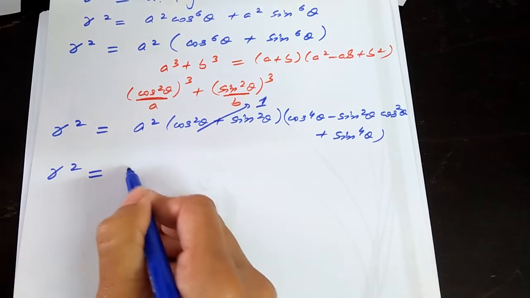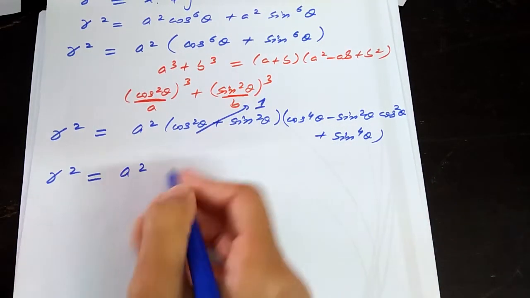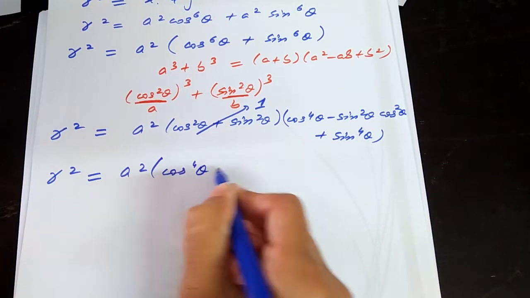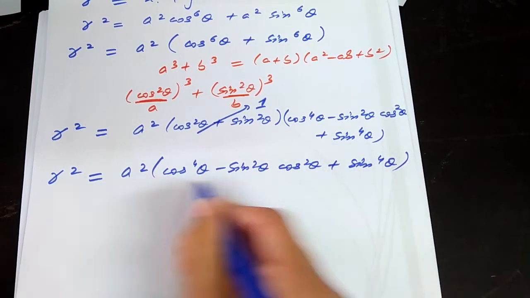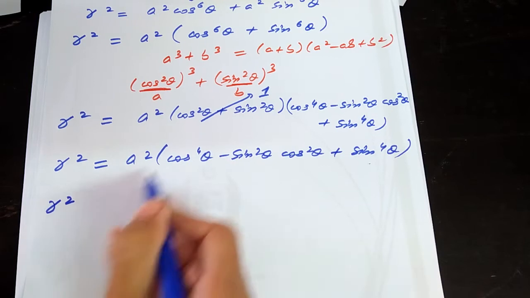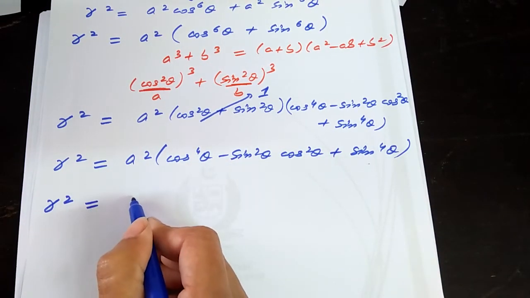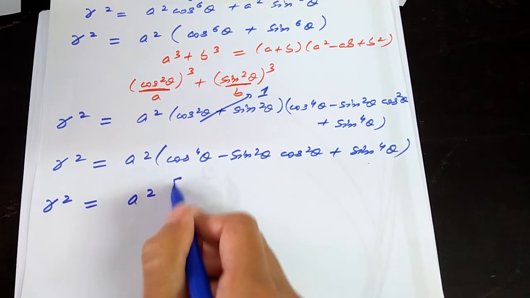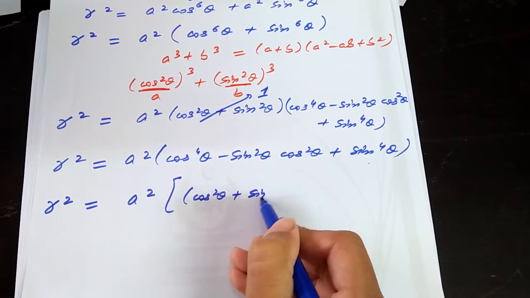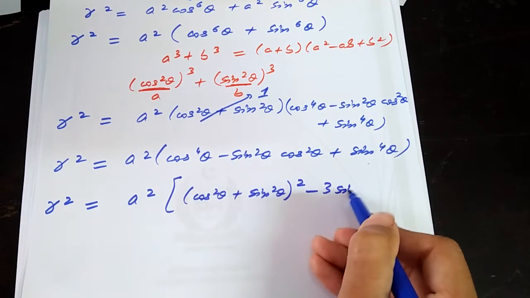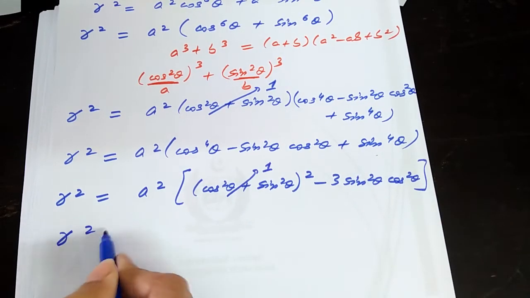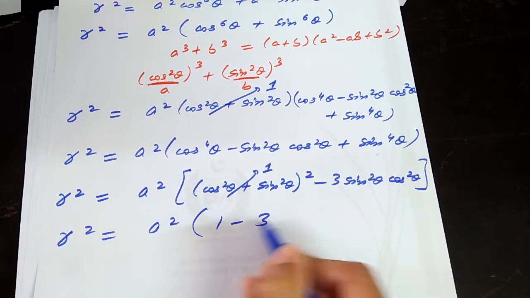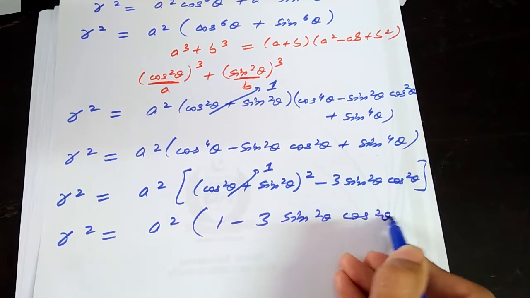This term will go to 1. So we will be left with r square is equals to only a square times this term, that is cos 4 of theta minus sine square of theta cos square of theta plus sine 4 of theta. Now we can complete its square by the completing square method. After using the completing square method, I will get a square times cos square of theta plus sine square of theta whole square minus 3 sine square of theta cos square of theta. Now this term goes to 1. So I will be left with r square is equals to a square times 1 minus 3 sine square of theta cos square of theta here.